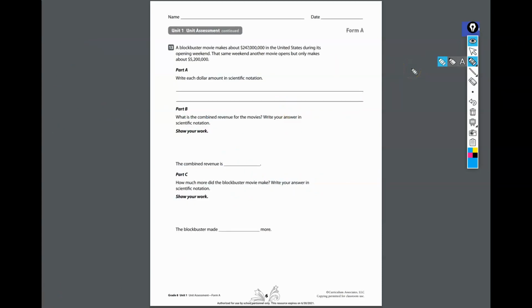13. A blockbuster movie makes about $247 million in the United States during the open weekend. That same weekend, another movie opens, but only makes $5,200. Write each dollar amount in scientific notation. All right, let's take this first one here. Remember scientific notation, we have to have one digit to the left of the decimal. 2.47 times 10. And how many places did we move it? 1, 2, 3, 4, 5, 6, 7, 8. 8 places.